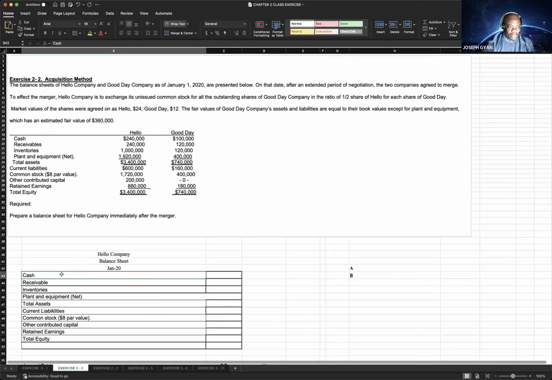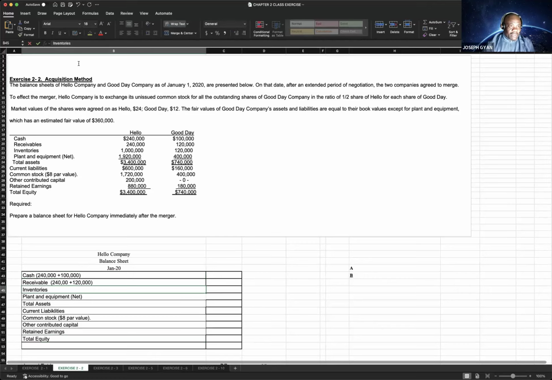The cash is going to be the combination of the what? This company is bringing cash. Hello company cash at 240,000 plus the cash of 100,000 that they are combining together. When it comes to account receivable, I want someone to start doing the calculation. They are 240 plus 120.